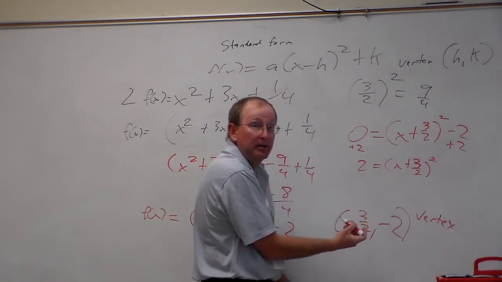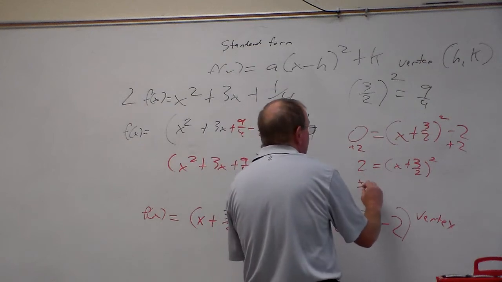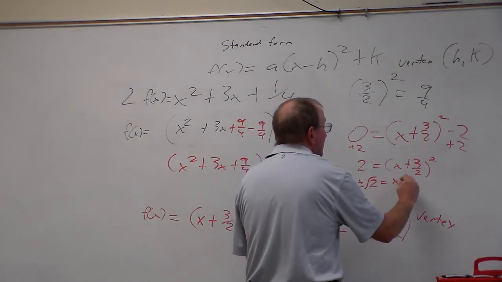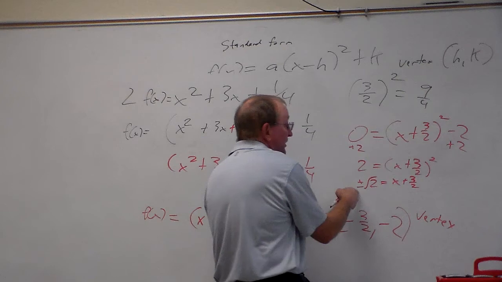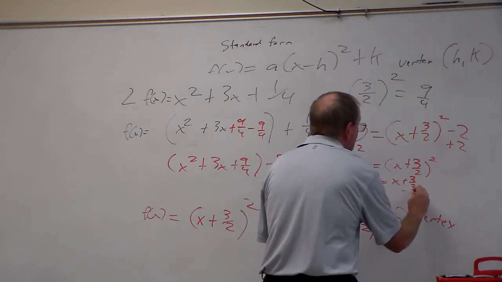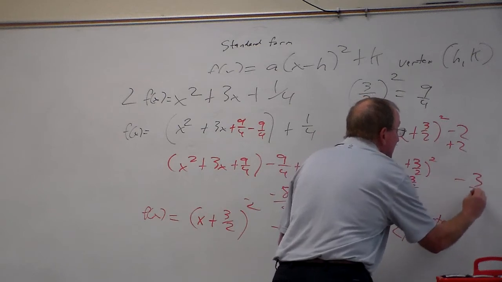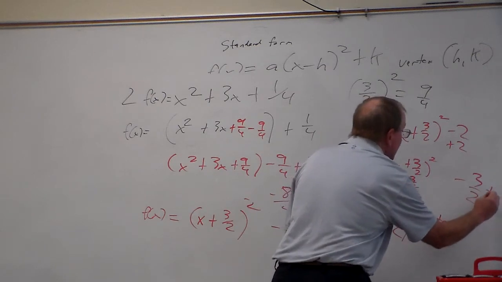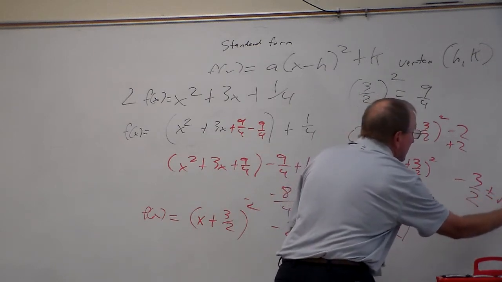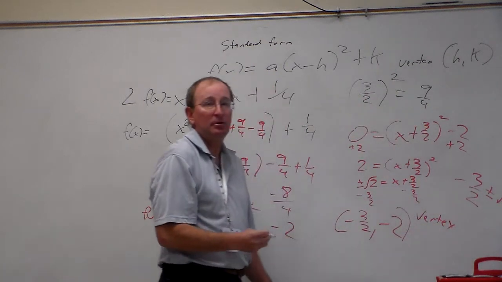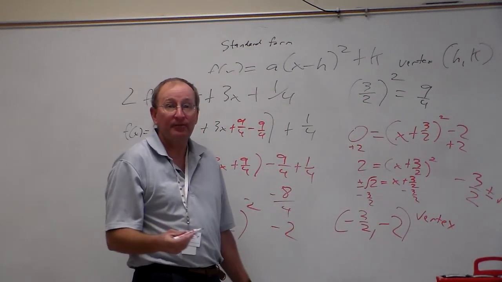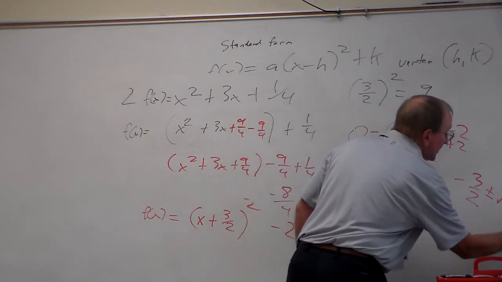Square root each of these, right? Plus or minus the square root of 2 will equal x plus 3/2. And now I need to subtract that 3/2 over here. I'm kind of running out of room, so I'm writing small. I get negative 3 halves plus or minus the square root of 2. There would be my x-intercept.